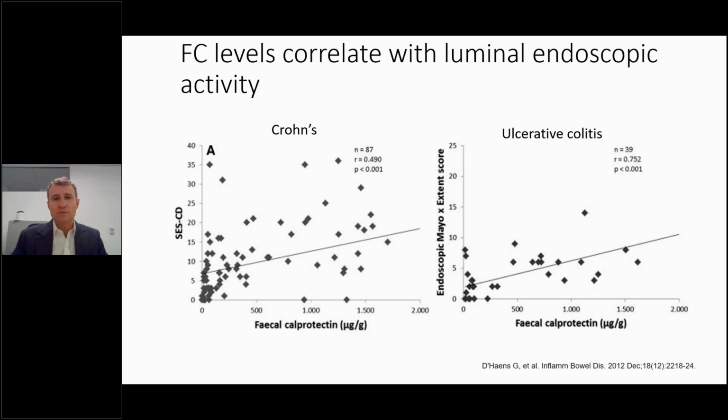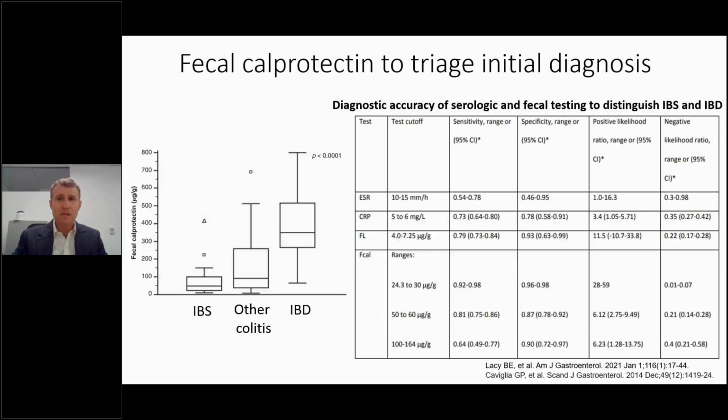This is data from Crohn's disease on the left and ulcerative colitis on the right, demonstrating the correlation of fecal calprotectin levels on the x-axis compared to disease activity endoscopically on the y-axis. And you can see that there are clear correlations for both Crohn's disease and ulcerative colitis. So it's a nice reflection of what's happening inside the gastrointestinal tract. And what this means is we can also use fecal calprotectin not only in the monitoring of our inflammatory bowel disease patients, but we can actually use it to help triage our initial clinical evaluations and diagnosis and diagnostic strategies.